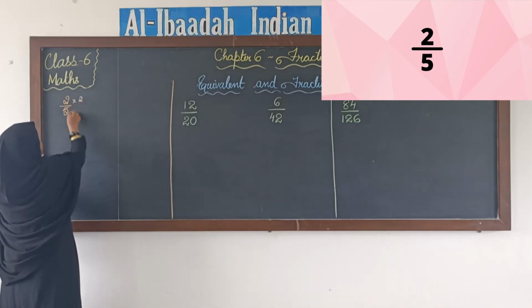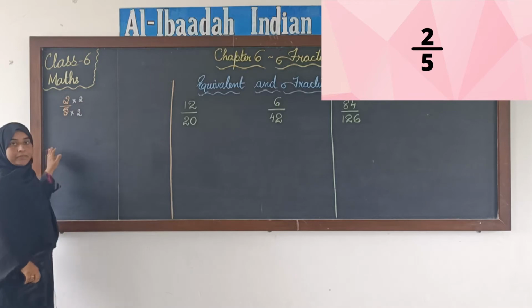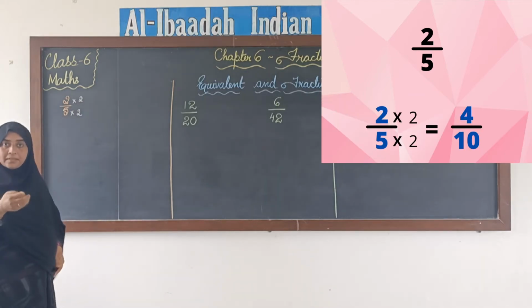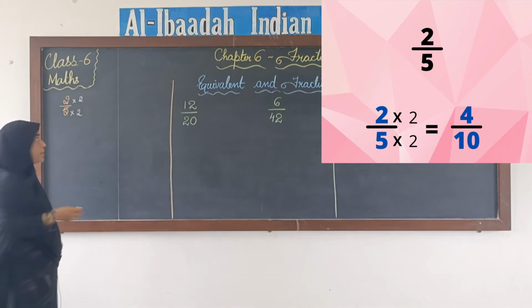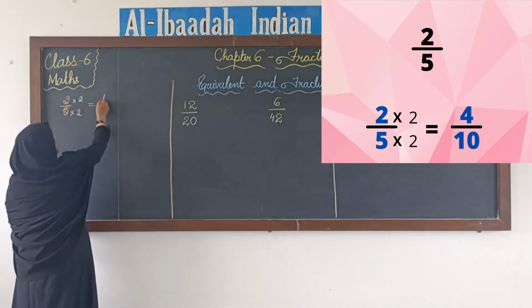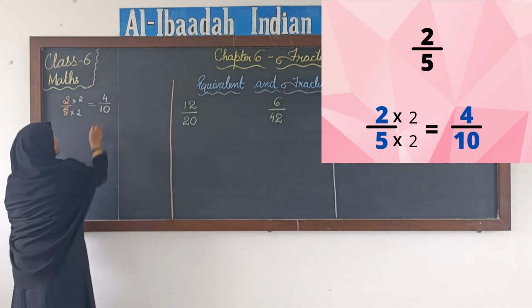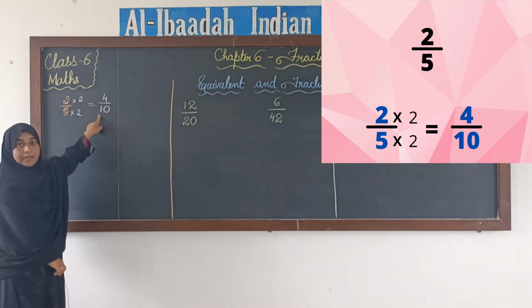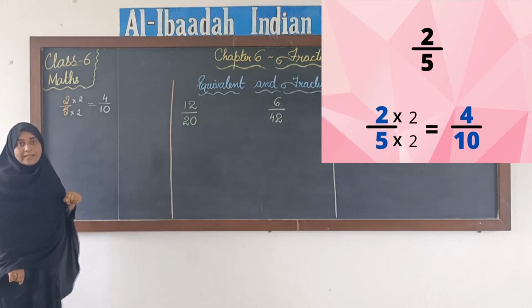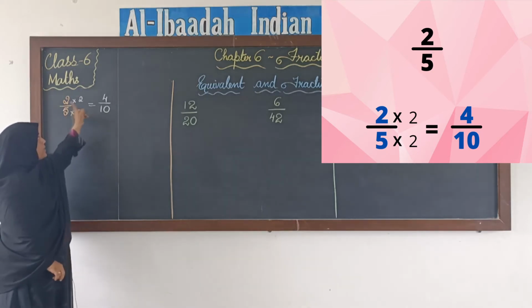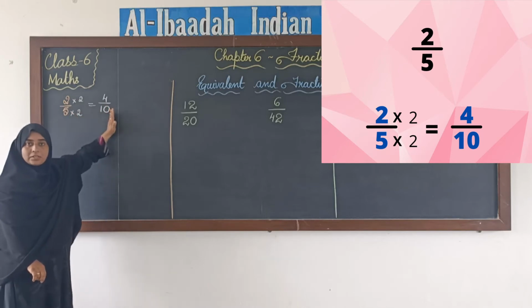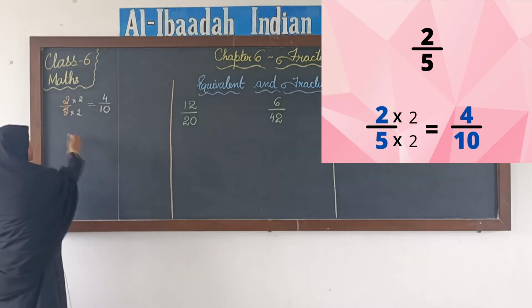Suppose I multiply 2 by 5, the numerator and denominator, with 2, the value of the numerator and denominator will increase, right? And we will get a fraction 4 by 10. Now you see the value of numerator and denominator has increased. 2 by 5 has become 4 by 10. Now these two are equivalent fractions, correct? We can get more equivalent fractions.